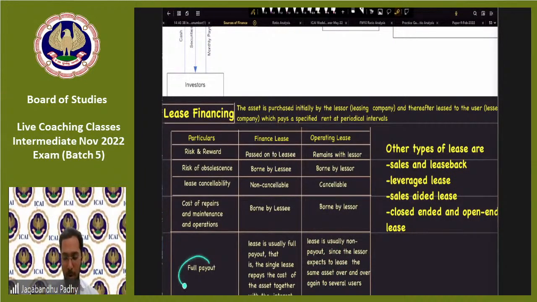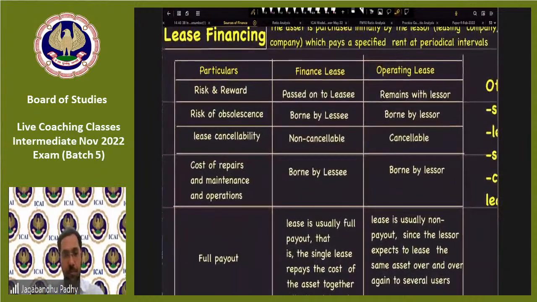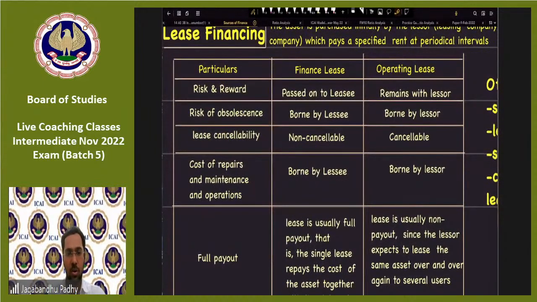So full payout, what happens in case of a finance lease? The asset is leased out for a longer duration. So in that single lease itself, the longer duration is enough to pay for the asset. Whereas in case of an operating lease, you can have it for different users, right?